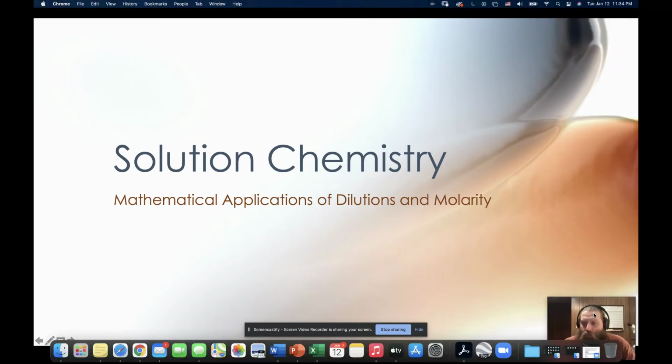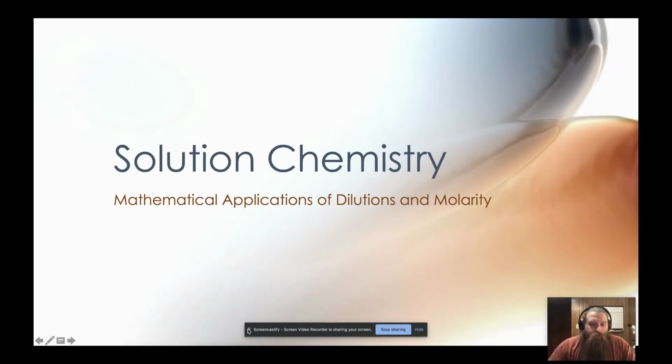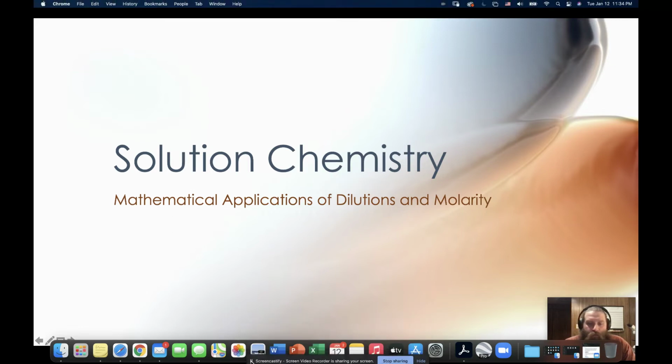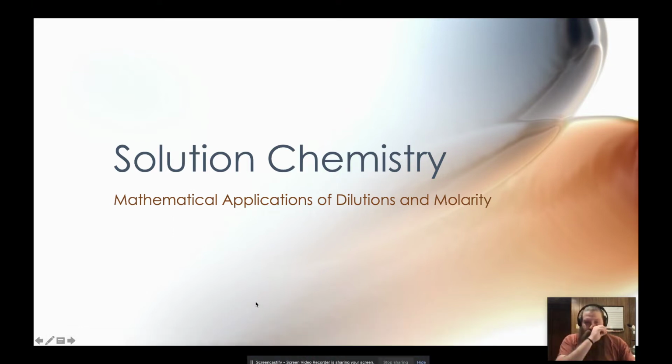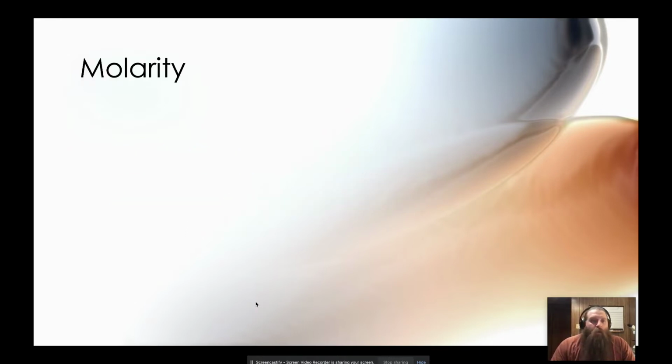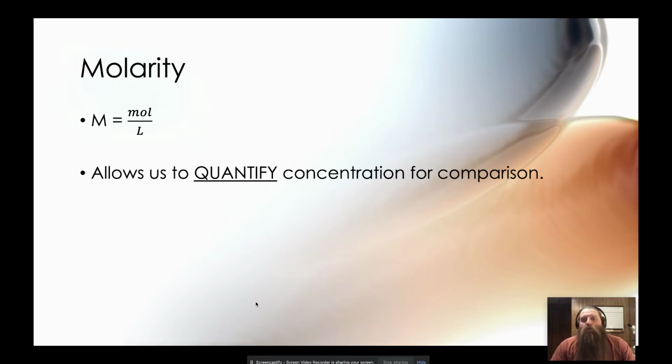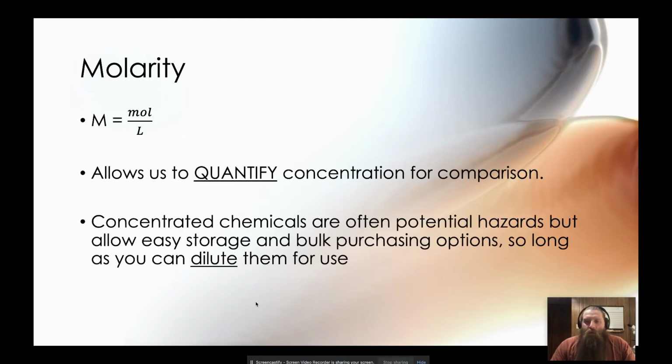Right, let's take what we looked at in the first lecture on molarity and apply it to a little bit more solution chemistry. So in this slideshow, we're going to be looking at the mathematical applications for dilution and molarity. So molarity, just remember, is moles over liters. It lets us quantify the concentration in a solution for comparison.